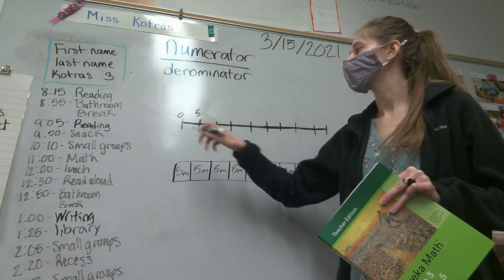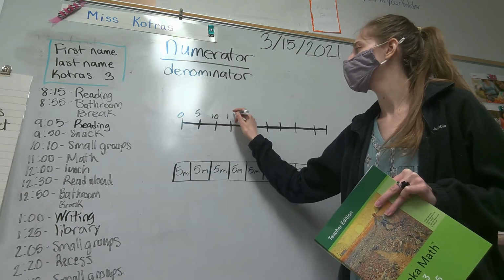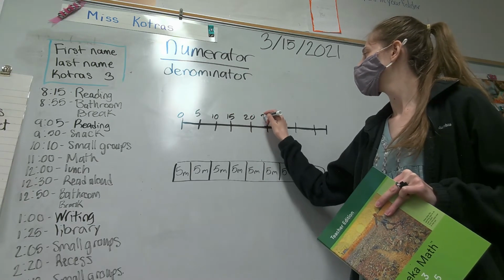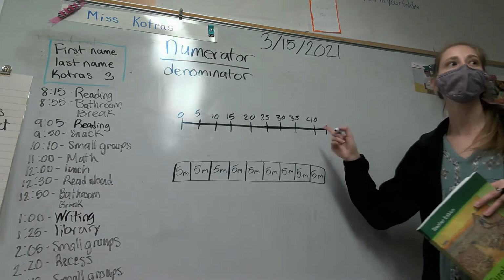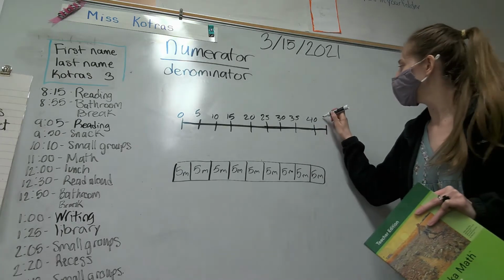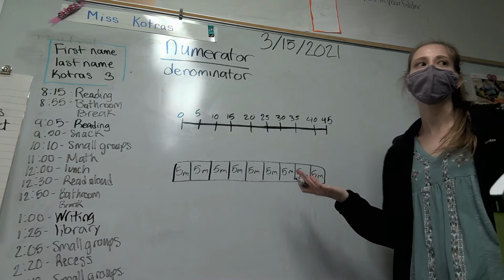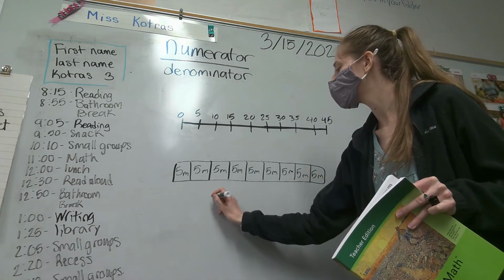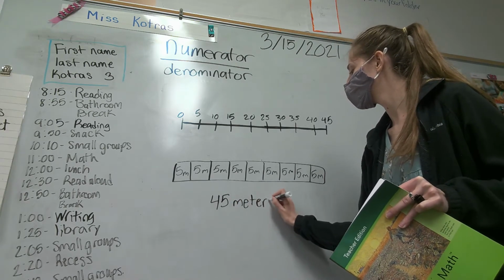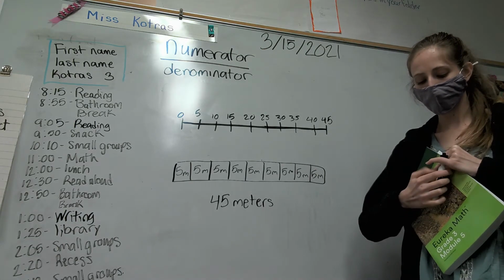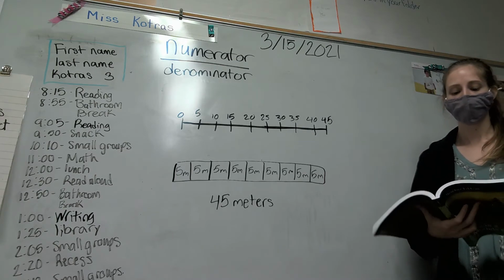So I would skip count. I start with 0, right? We have 5. What's next? Skip counting by 5. 15, then 20, 25, 30, 35, 40. What's after 40? Skip counting by 5. 45. So how long is the black line? 45. 45 what? Meters. 45 m or 45 meters. M stands for meters, so you can just write a lowercase m. It's because I skip counted and I got 45. Good.